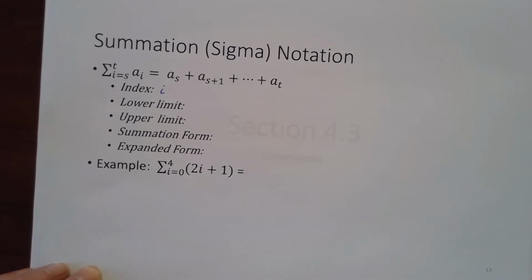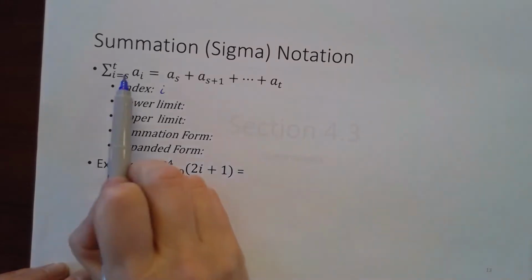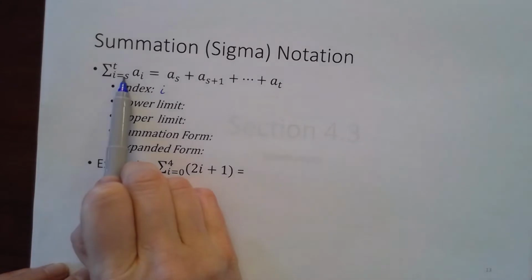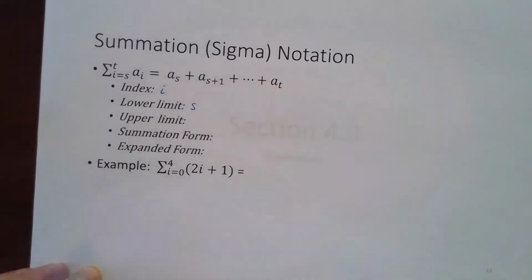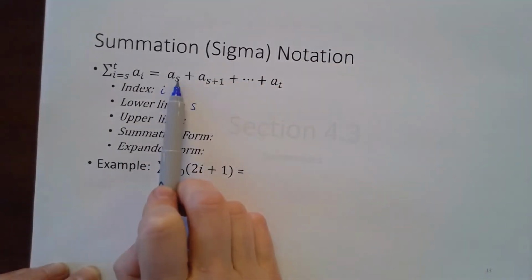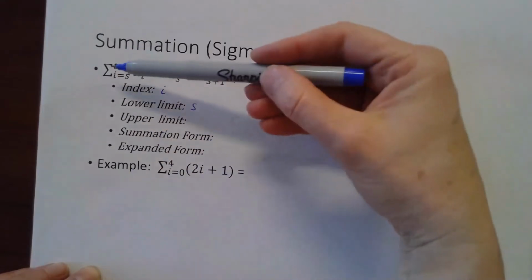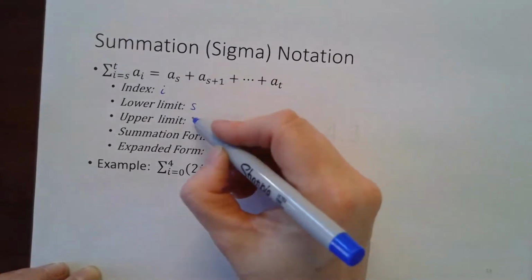Then the lower limit of the summation is the first value that you assign to the index. So in this case it's S. That's where you start. That's the index that you use when you start the summation. Then the upper limit is always listed at the top. In this case for us it's T.